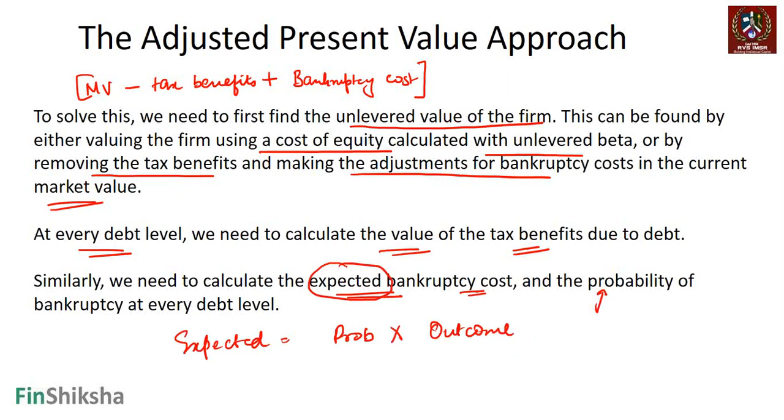So that's what we are going to get. We first need to find out what are the chances. Probability is nothing but the chances that a firm may go bankrupt. What are the chances that a firm may go bankrupt? We need to first find this probability, and that's a difficult task, so we will rely on estimates that have been given to us by other experts in the field. And then we have to look at what is the cost essentially at every level, right?